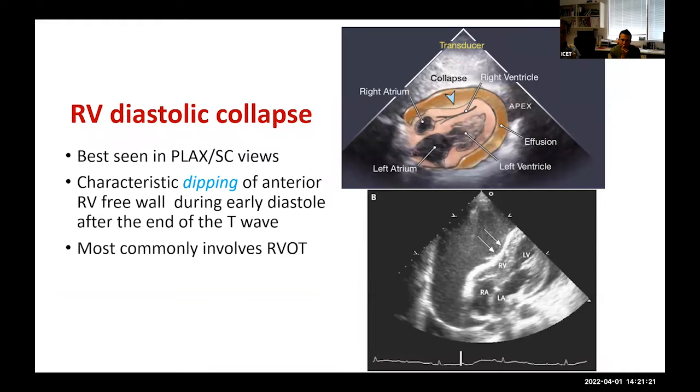So RV collapse occurs relatively early in diastole, and it might not actually happen if you already have a hypertrophied right ventricle. So, for example, if you had pre-existing pulmonary hypertension, you might not see the RV collapse. Initially, as the tamponade begins, it'll only be seen during inspiration, but then as it gets worse, it'll be seen throughout the whole of the respiratory cycle.